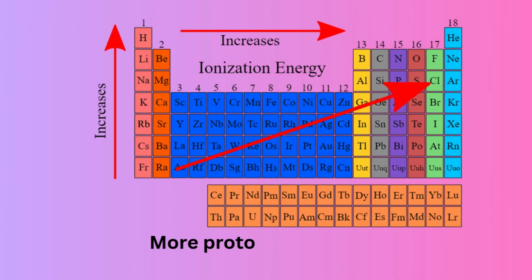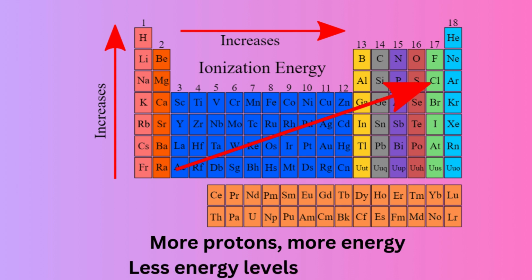And if you go down a group, what happens then? Then the ionization energy generally decreases. That's because those outer electrons are further from the nucleus and shielded by the inner electrons. So the pull from the nucleus is weaker, making those electrons easier to remove.